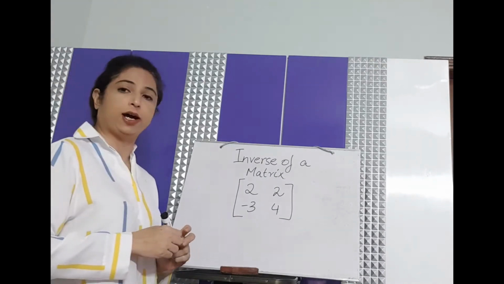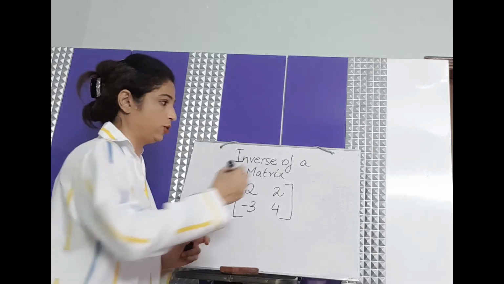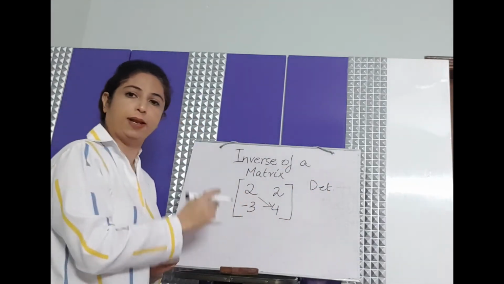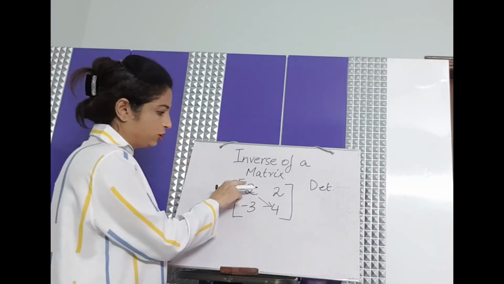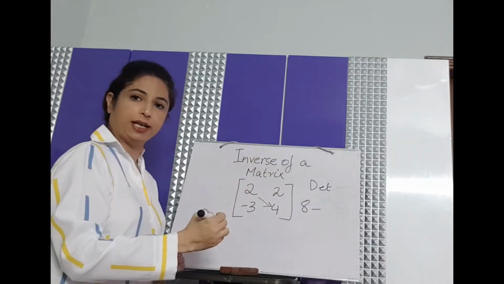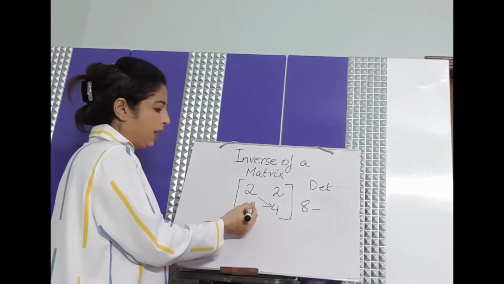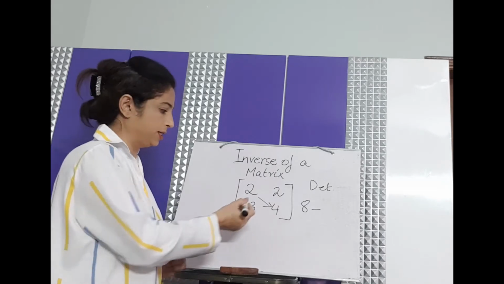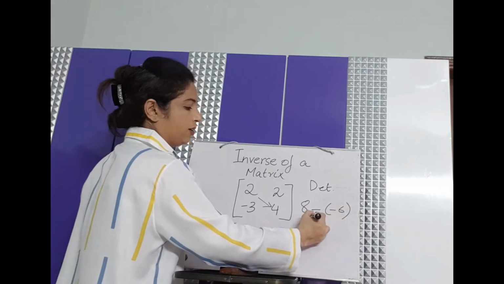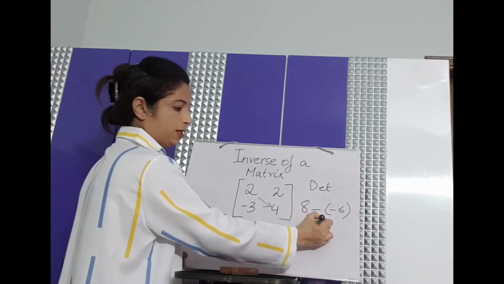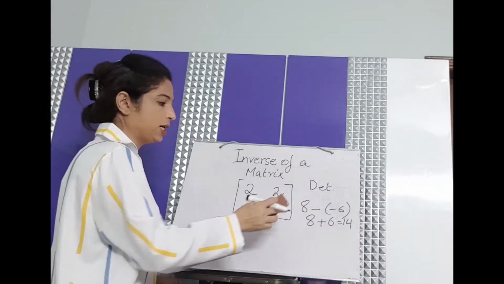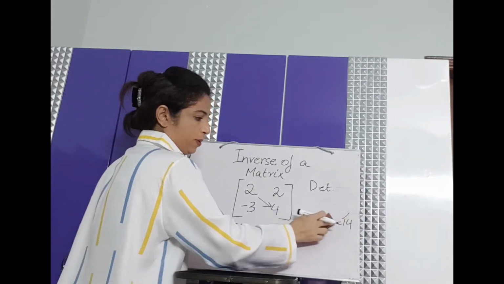First, we have to find out what is the determinant of this matrix. To find out the determinant, we have to first multiply the leading diagonal. So this is the leading diagonal. 2 times 4 is 8. Then we'll put a negative sign here, minus, and then multiply the remaining diagonal. So minus 3 times 2 is minus 6. And our determinant is 8 minus minus 6, which is plus 6, so 14. So 14 is our determinant. Just keep that in your mind.